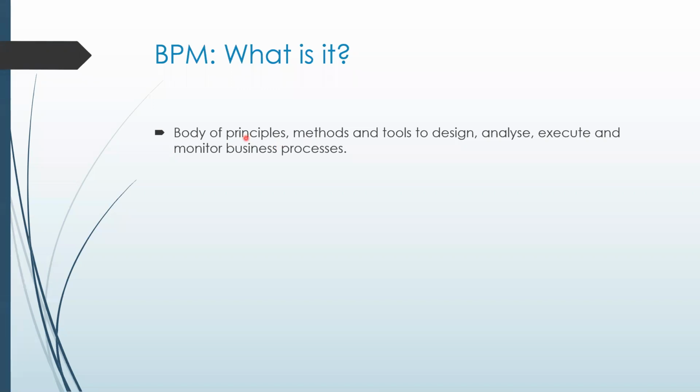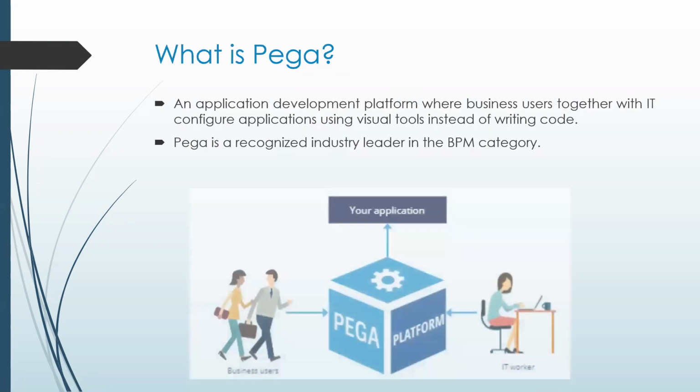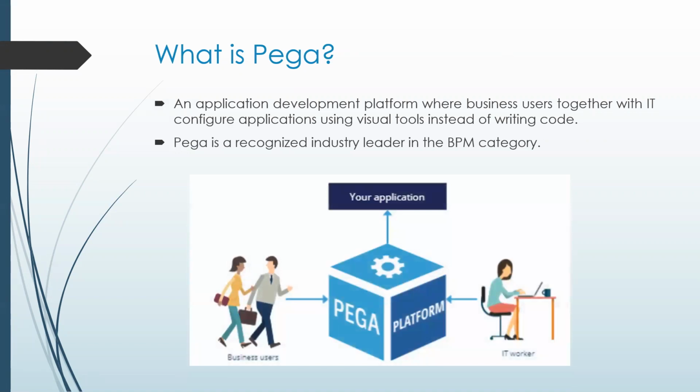So we are not going into the detailing of what these body of principles are. It's a bit out of scope, and you can have a look for yourself regarding this body of principles. So now we know what is BPM. We know what is a process. We know business process, and we know BPM. So let us now understand what Pega is all about.